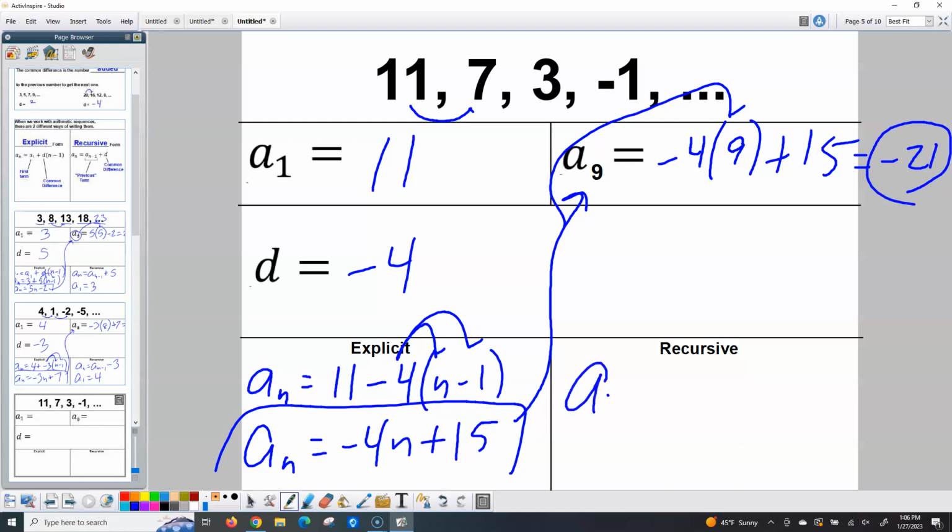Recursive form, I've got a sub n equals a sub n minus 1. Remember, that's just a fancy way of saying the previous term plus the common difference, minus 4, and the first term is 11.